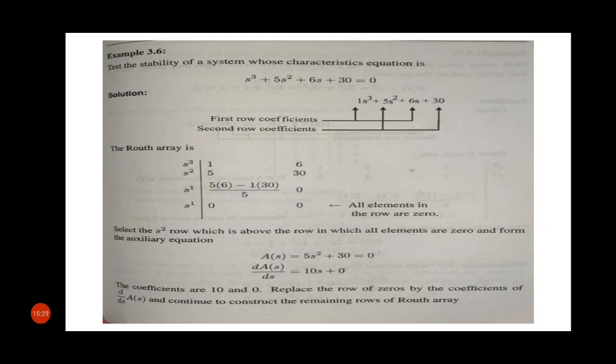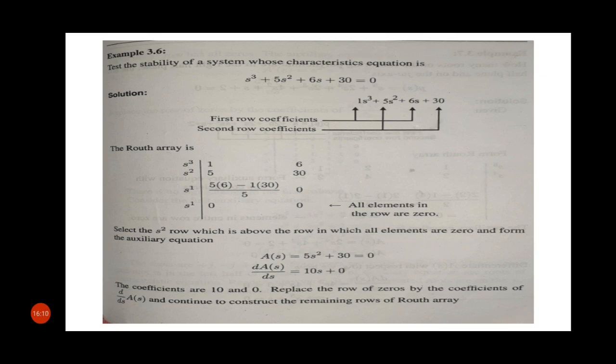Okay. Now here I have taken one example based on this case. So here we check the stability of this characteristic equation, that means s cube plus 5s square plus 6s plus 30 equal to 0. From this equation first we make the Routh array. Okay. So see in this array which row is the 0 row. The s to the power 1 row is the 0 row. That means the third row.